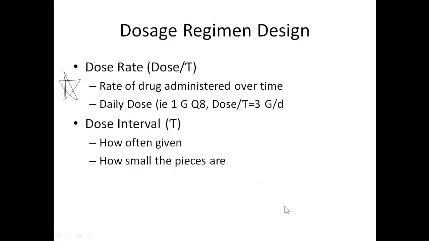Now the second thing we want to talk about is our dose interval. How often is a patient getting the medication? So our dose interval is tau. And this is where you'll see doctors say, I want something given every 6 hours, every 12 hours. Sometimes they'll say things like, I just want it QD. Even though that's not really a technical term anymore.